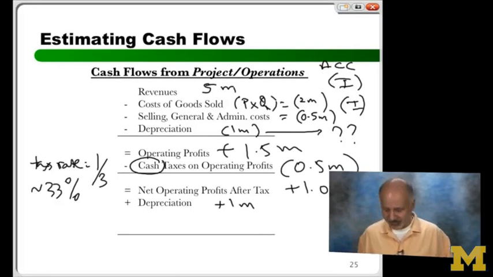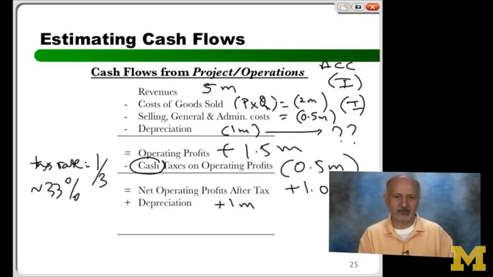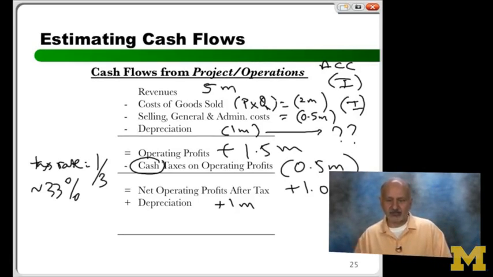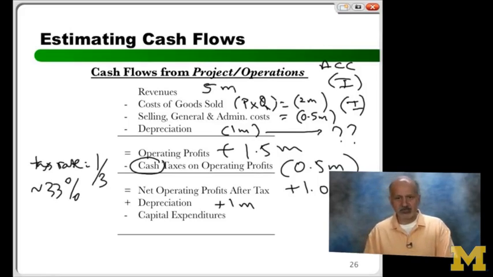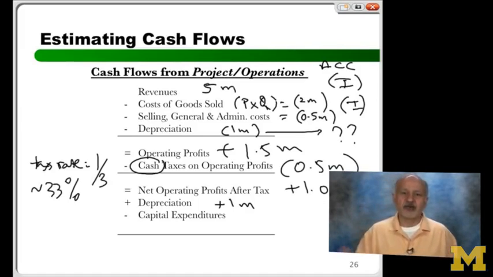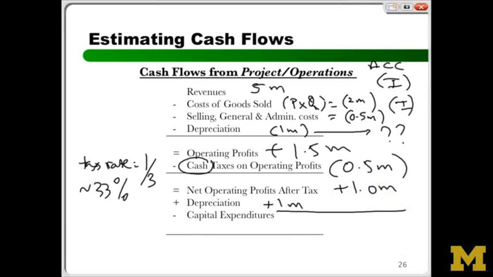Why? Because depreciation wasn't real. And there are other items like depreciation in cash flow statements. I'll talk a little bit about them soon, but right now, depreciation is the main item which you need to worry about and think about. Okay, so what do I have left? I have to subtract out capital expenditures. But before I do that, how much money do I have from net operating profits plus adding depreciation back? Remember, now you have 2 million, right?